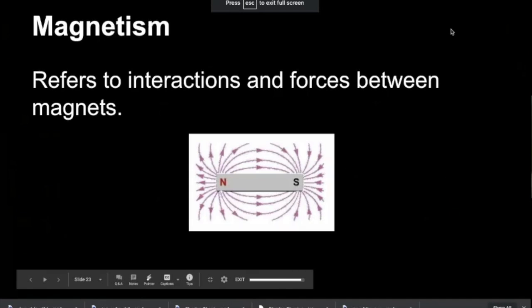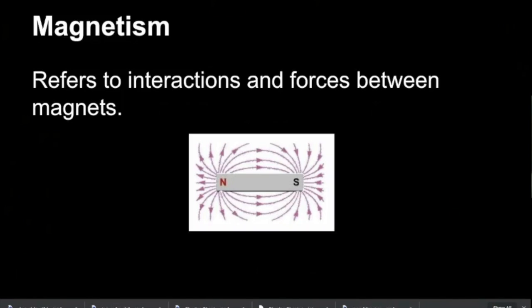Okay, ninth graders, today we are going to talk about magnetism. It's kind of hard to define magnetism without using the word magnet, but I think all of you have experienced at some point in your life the way magnets interact with one another. The behavior of magnets when they are near each other is known as magnetism. And so that's the interactions and forces between magnets.